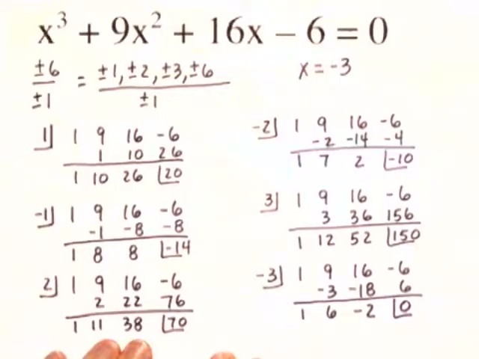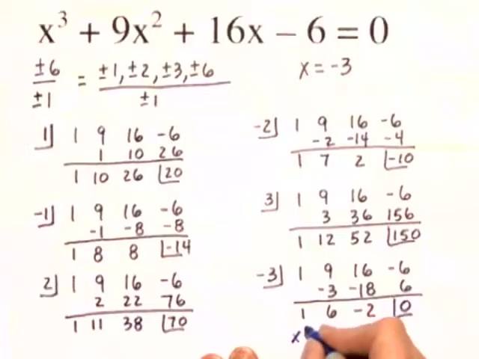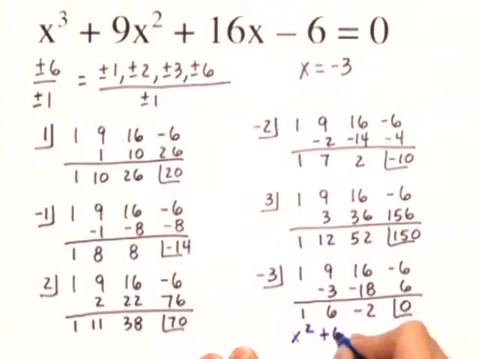But we know that we have 2 more roots, because our leading coefficient has a degree of 3. So there are 3 roots. In this last line using synthetic division, when I divided x cubed plus 9x squared plus 16x minus 6 by x plus 3, I got 1 times x squared plus 6 times x minus 2. So we can find the other 2 roots by solving this quadratic equation. Let's do that.